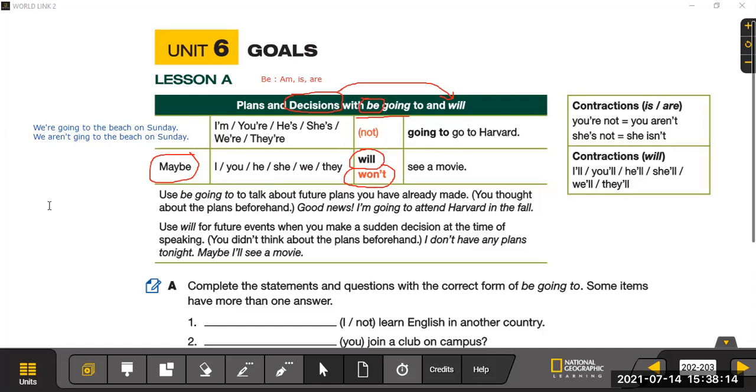So the two examples, I'm gonna write two more examples. I will have pizza for dinner. Or I won't have pizza for dinner. Okay, so these two in that case are decisions that I made in this moment. So I am going to read the rules.